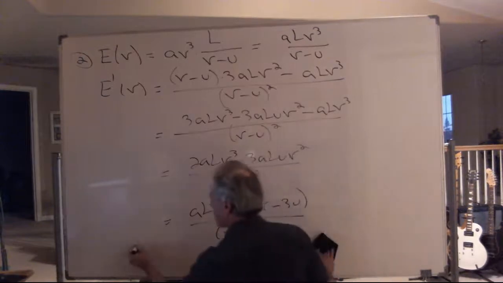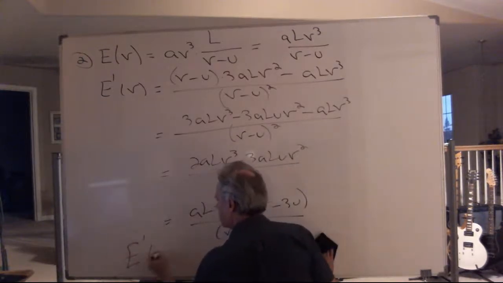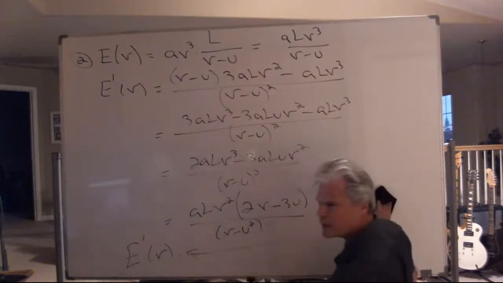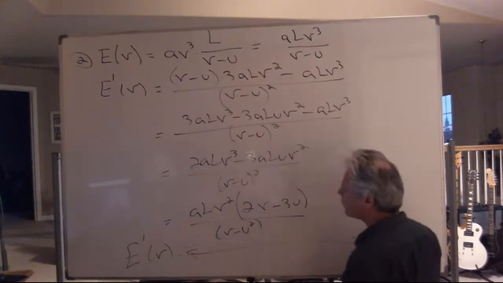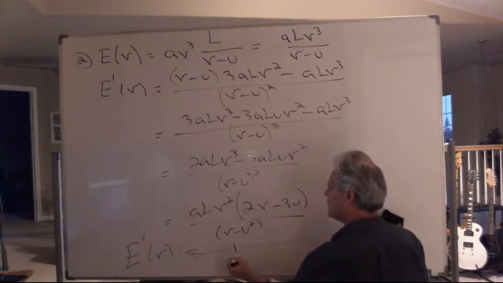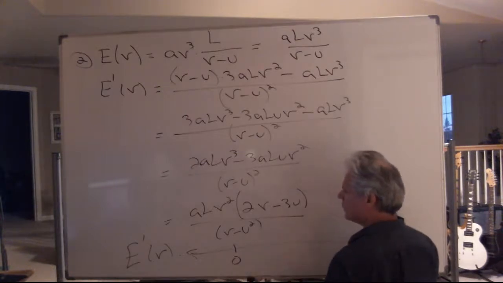In building a sign graph, so where are my critical numbers? Are they at V could be 0, V could be U, or V could be 3/2 U?